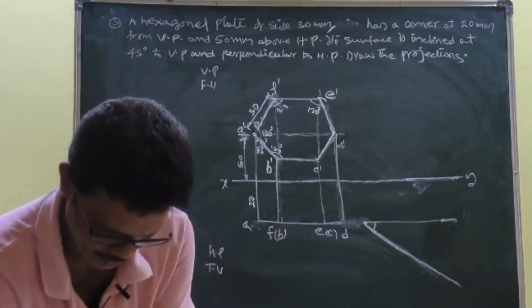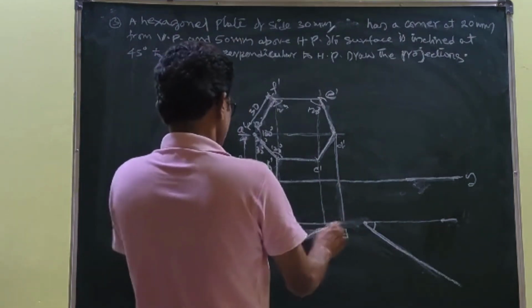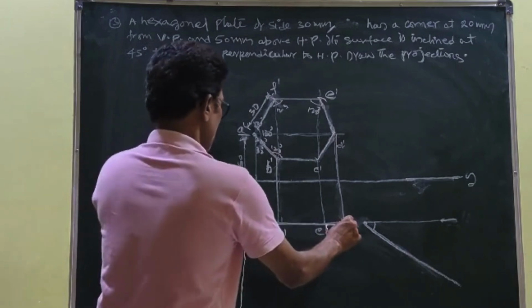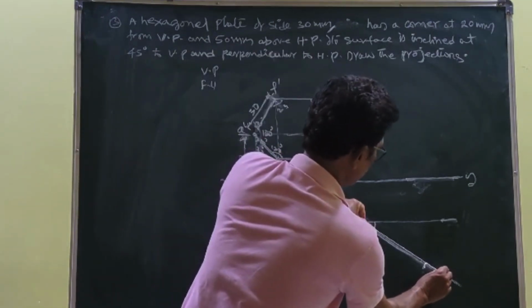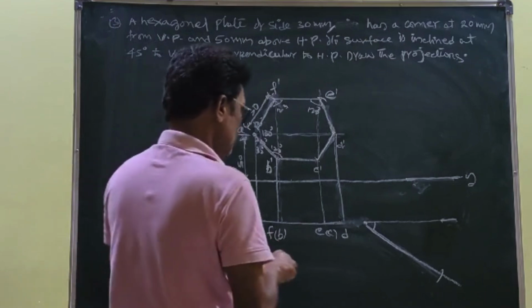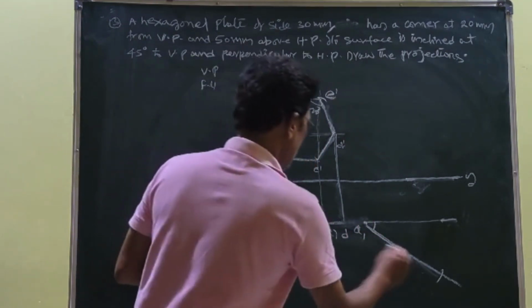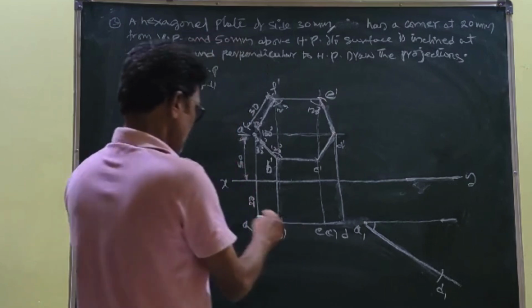Then you take this length as a radius, A to D as a length. This point as a center, you cut it here. Then you see here, this is the A1. This is the D1.